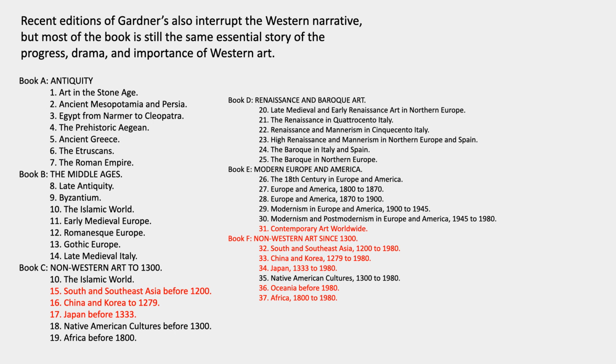And then there's a chapter 31, Contemporary Art Worldwide, which I put in red just because it's international contemporary art. But what's different here between this and Stokstad is that Gardner actually ends the last chapter in Africa, 1800 to 1980, which gives the book a very different feeling than Stokstad. But it's the exact same rationale, that is to say, keep as much of the story, which actually has a continuous narrative, as possible by interrupting it a minimal number of times.